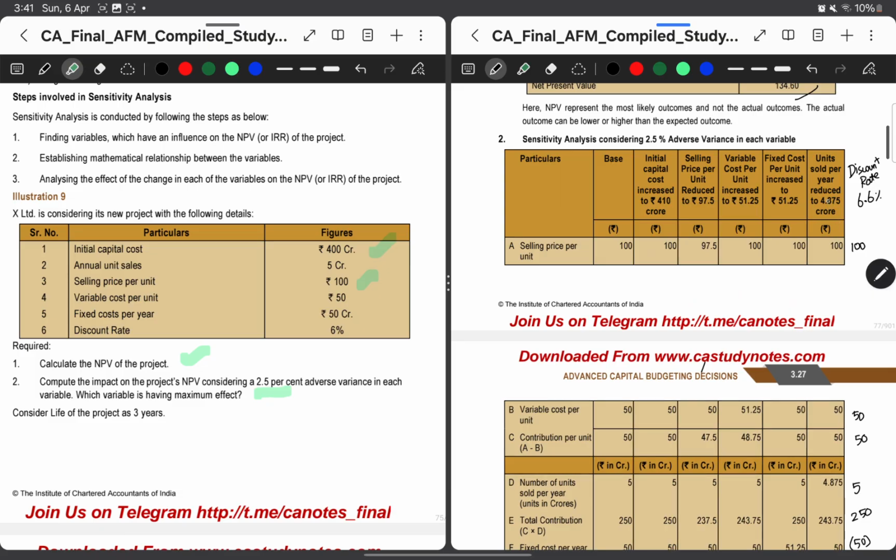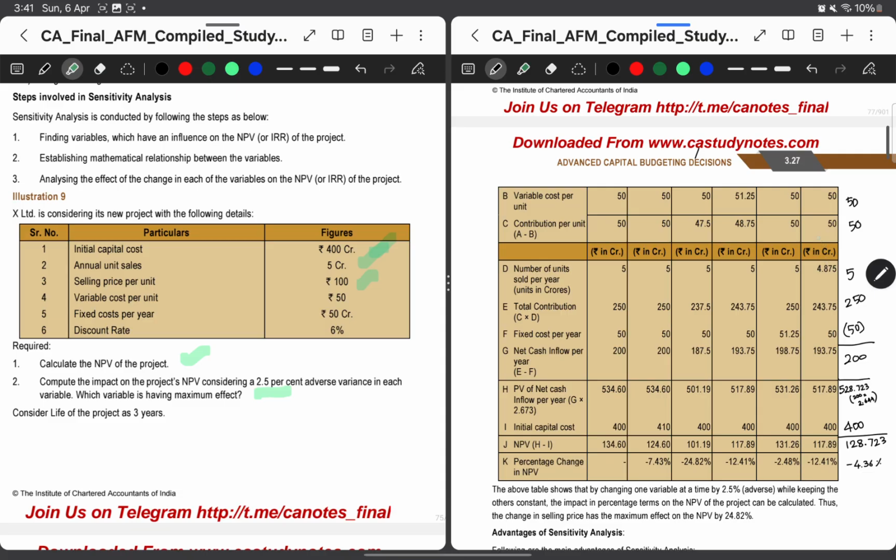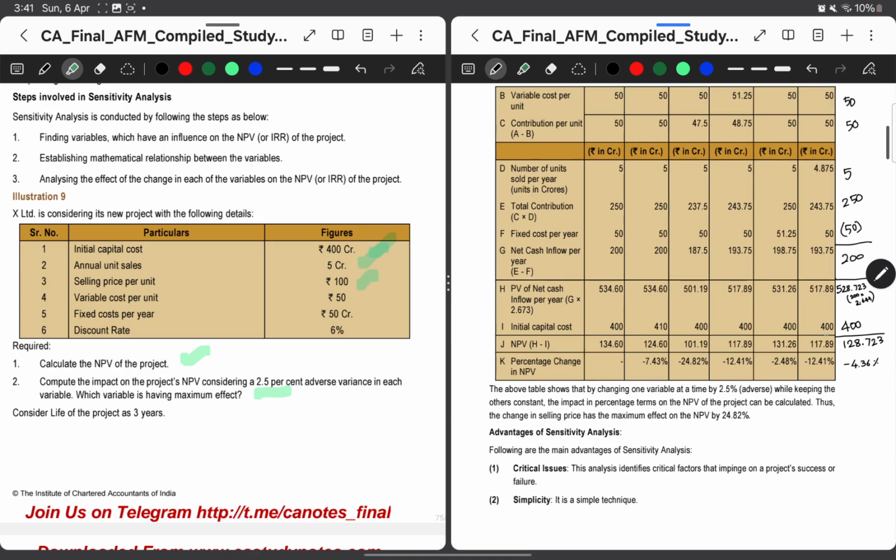The next one is units sold, because they have given annual unit sales, which is also a variable. So 5 crore units. In adverse situations, we will sell fewer units. So if I reduce 5 crore by 2.5 percent, it will become 4.875 crores. Then multiplying with the contribution, we get 243.75, and coming to my NPV, it will become 117.89. So the reduction in NPV percentage is 12.41.